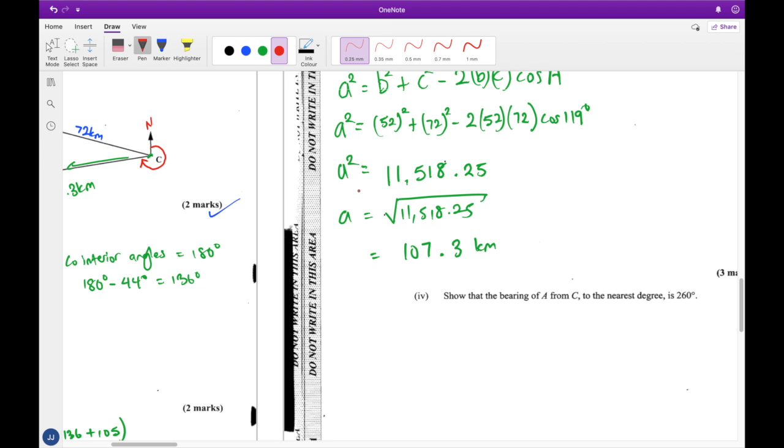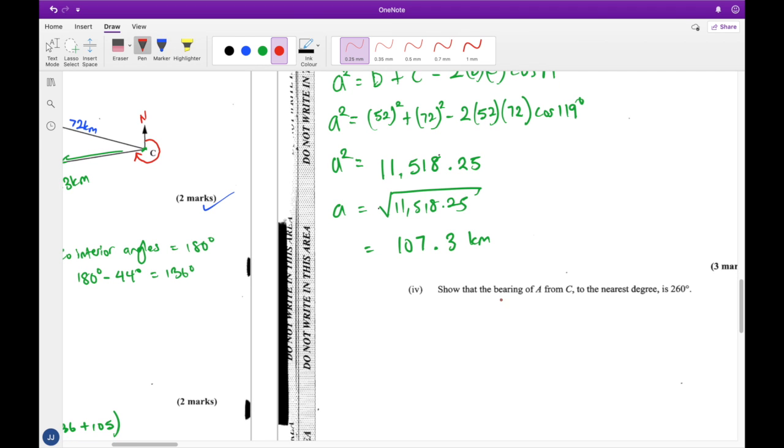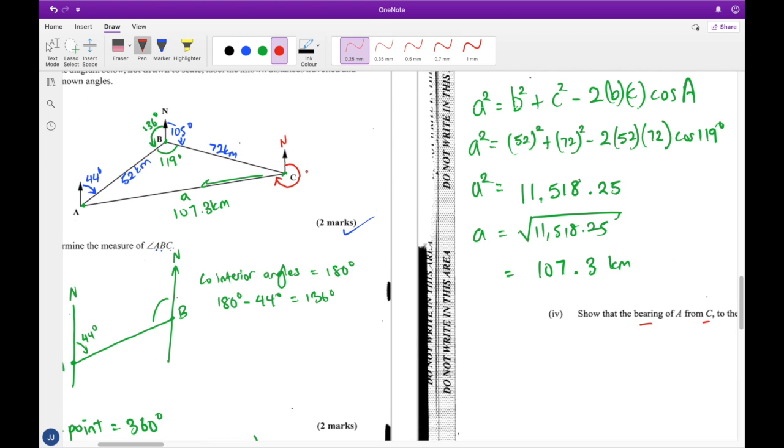Now that angle there, clockwise direction from the north line, that is the bearing of A from C to the nearest degree, 260 degrees. So I have to show that this angle is about 260 degrees. So how can I do that? Well, I have a couple of ways. We have two north lines here and here, which are parallel. So I could find this co-interior angle here, which will be 180 minus that 105, so this here is about 75 degrees.